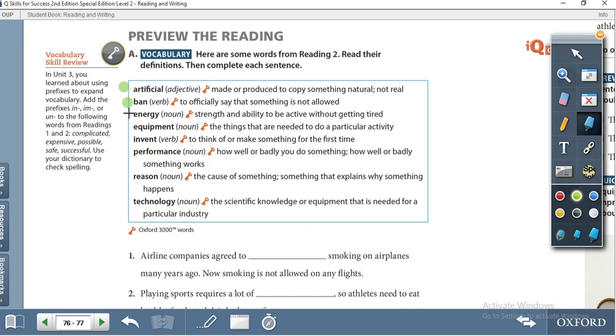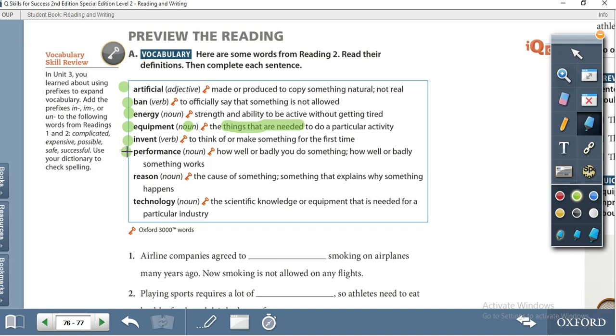Then we have the word energy. Energy means power or strength or ability to do something. Then we have the word equipment. This is a noun. Equipment, tools, things that are needed to do a particular activity, like car tools. Then we have the word invent. Invent means to make something for the first time. Who invented the computer? Invent is a verb, make something for the first time.